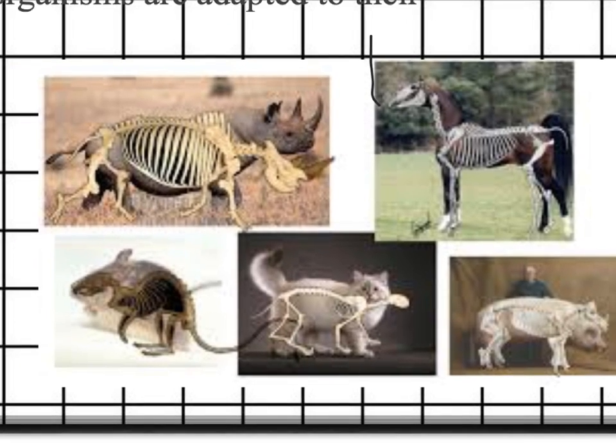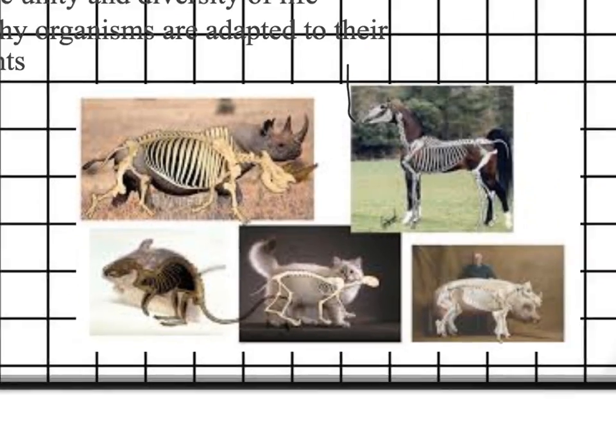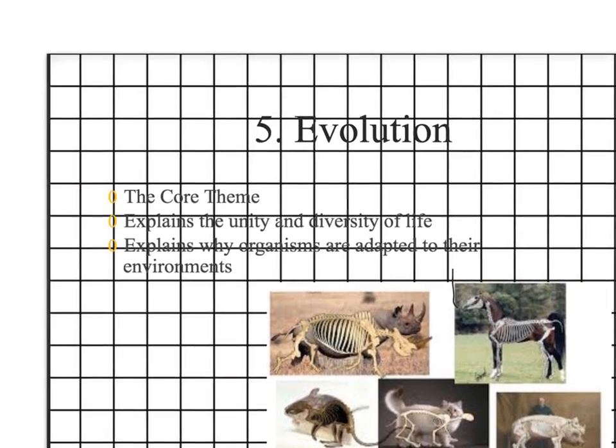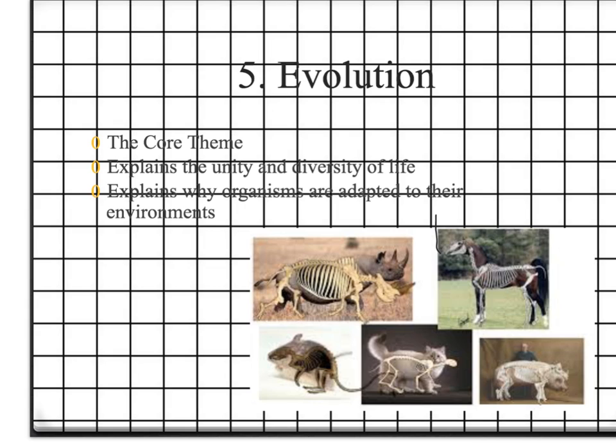And you can see all of these organisms have a skeleton, and it looks very similar in all of them. They all have tails, and they all have skulls. Okay, so we've got that unity, but we've also got diversity. We can also use this to explain why organisms seem to be perfectly suited for the environments that they live in. So let's take a little bit of a closer look at evolution.